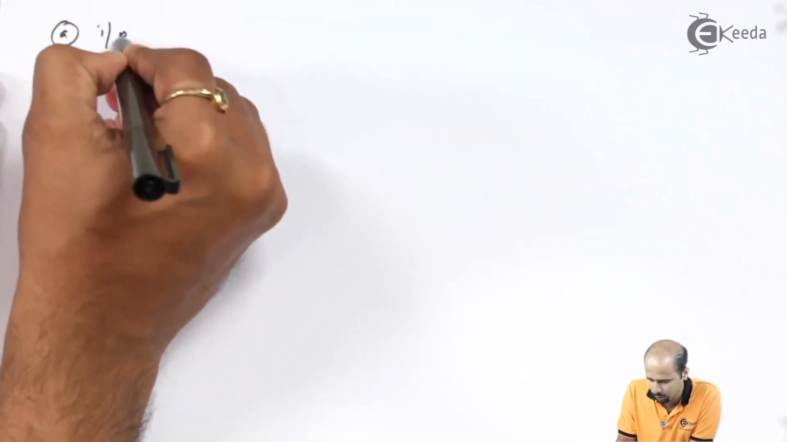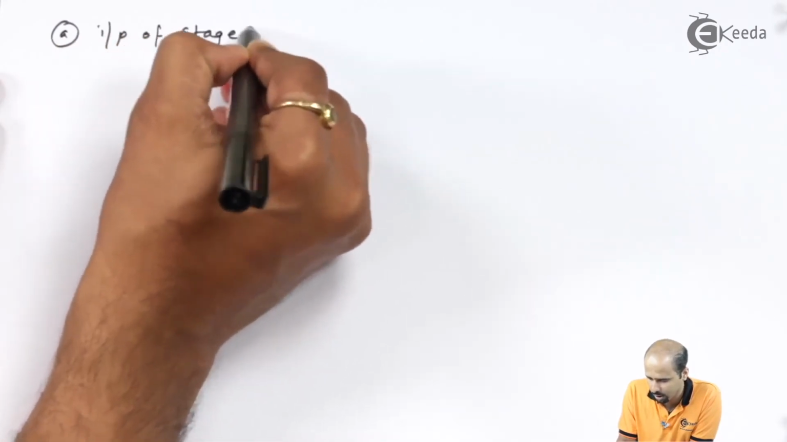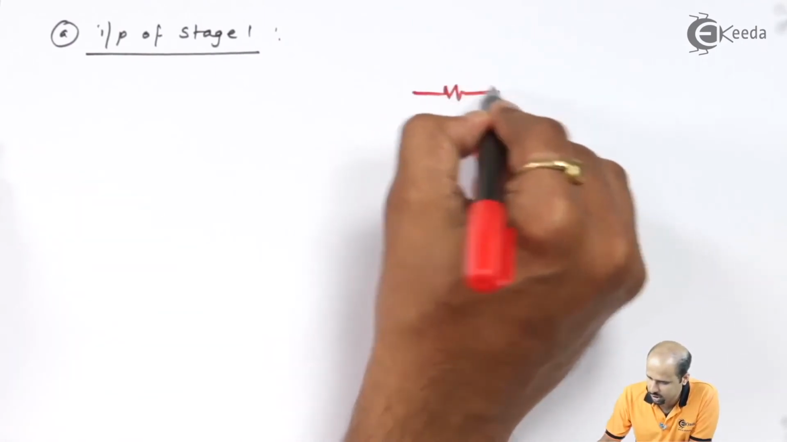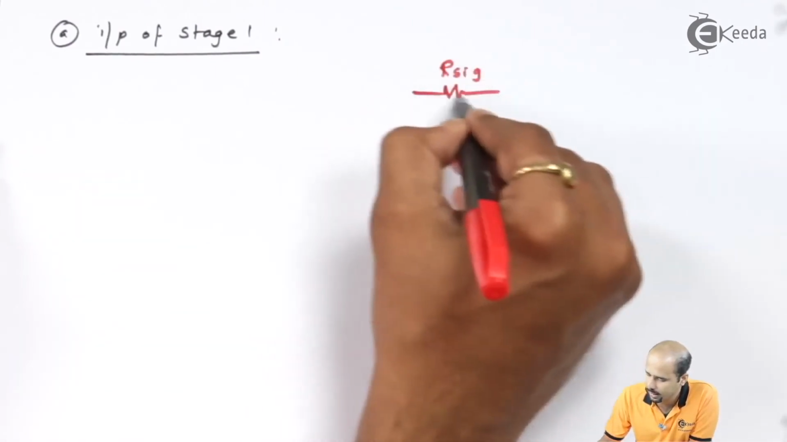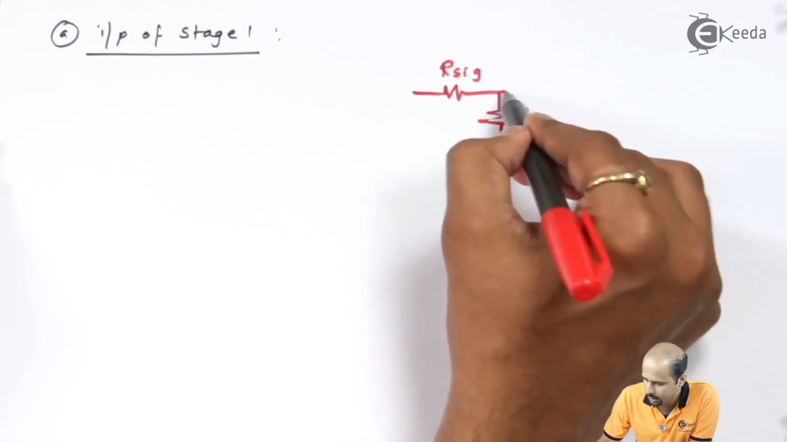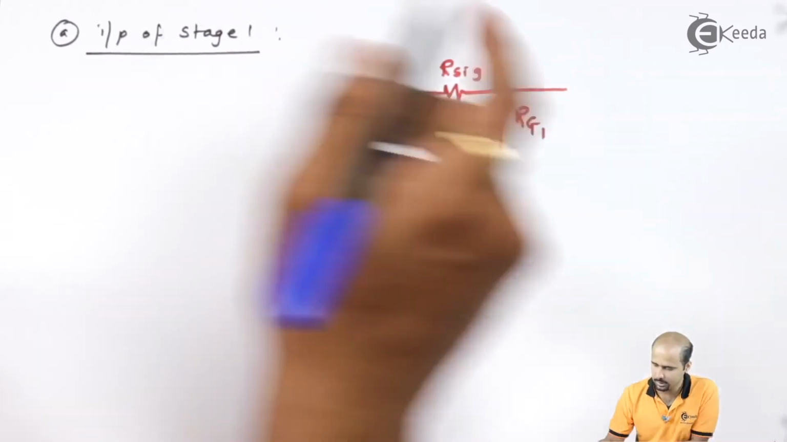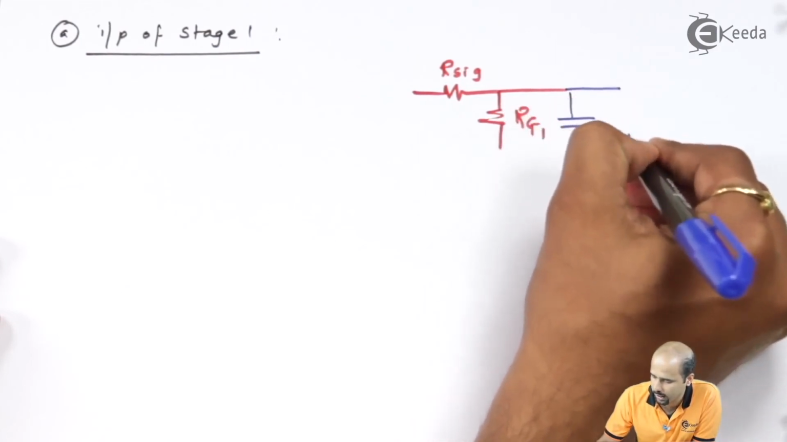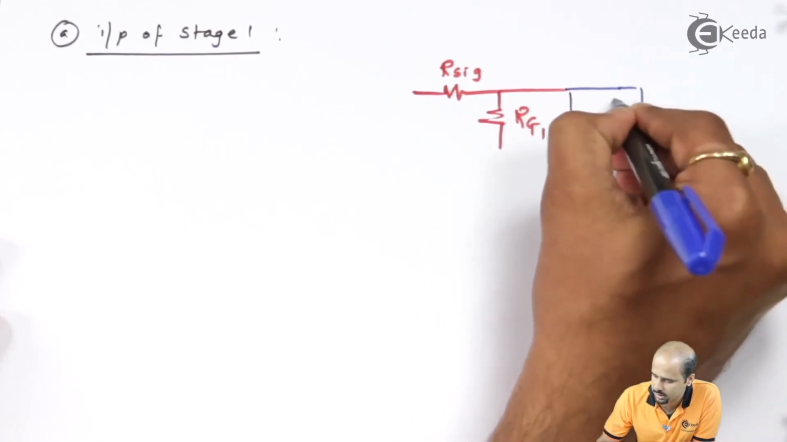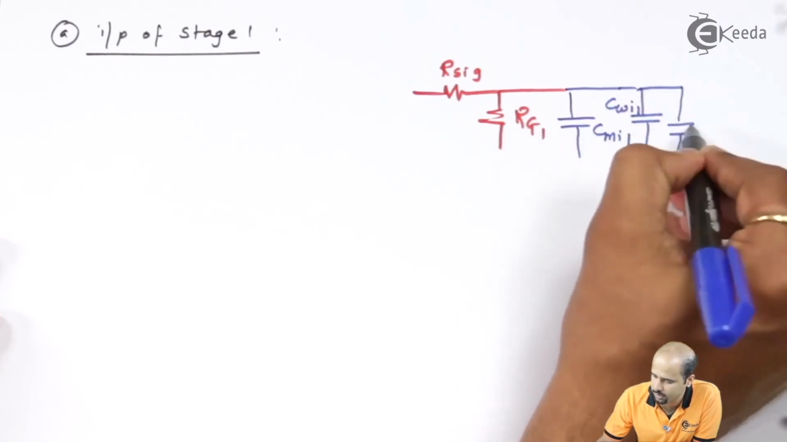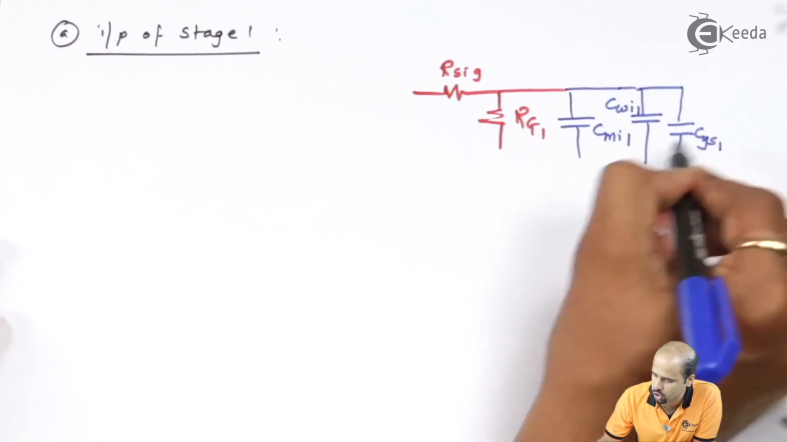So let's see the first part, that is the input of stage 1. We will draw this first. Here this is your R signal, and this is your RG1. Here we will get the capacitances: one is CMI1, second is your CWI1, and another is between gate and source of 1.